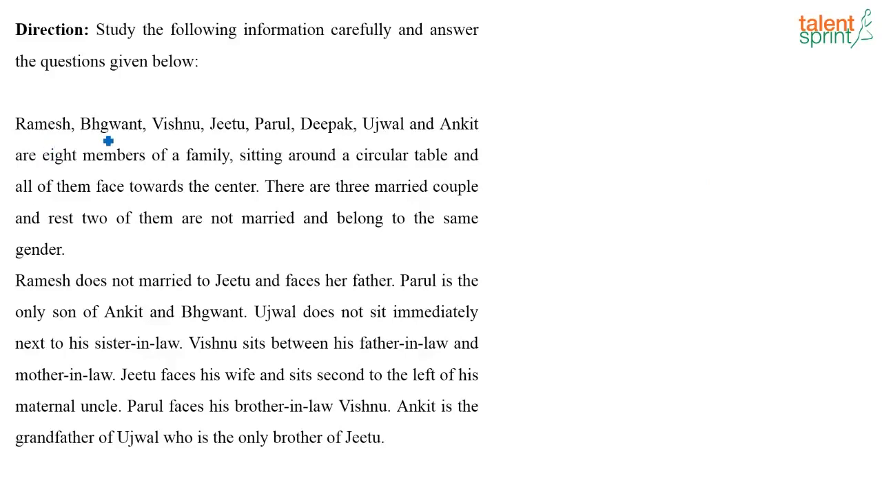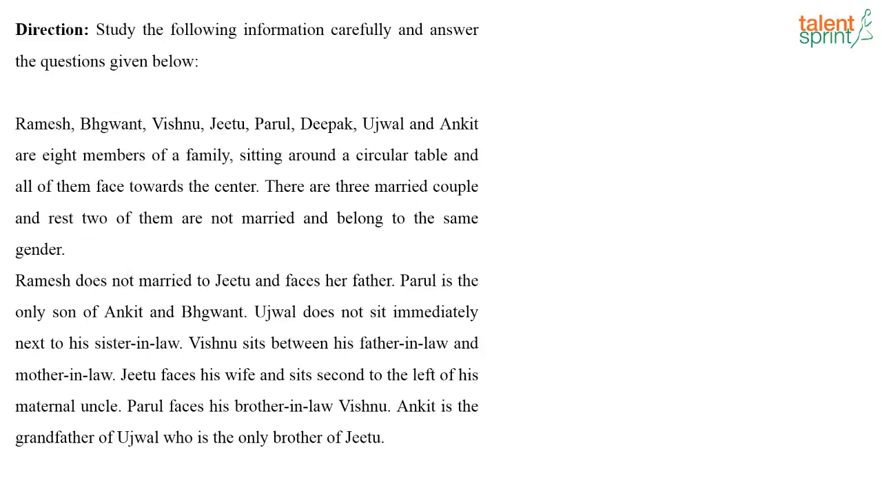What is given here? Ramesh, Bhagwant, Vishnu, Jeetu, Parul, Deepak, Ujjwal and Ankit are 8 members of a family sitting around a circular table and all of them face towards the center. There are 3 married couples and the remaining 2 of them are not married and belong to the same gender.